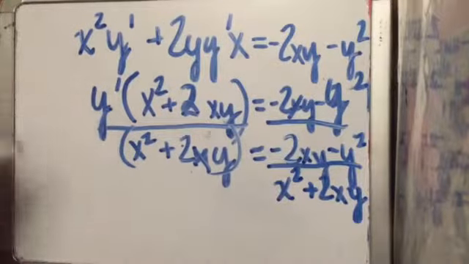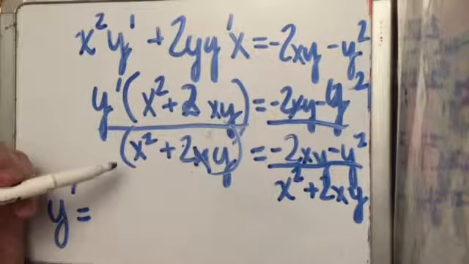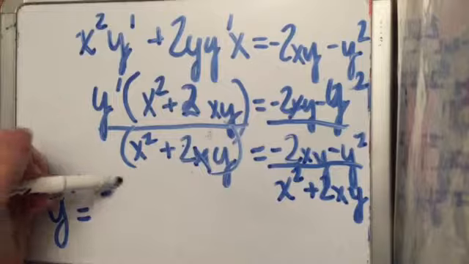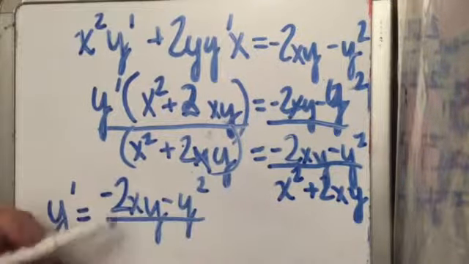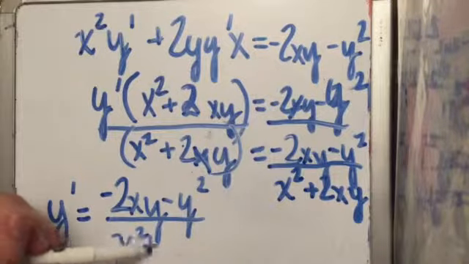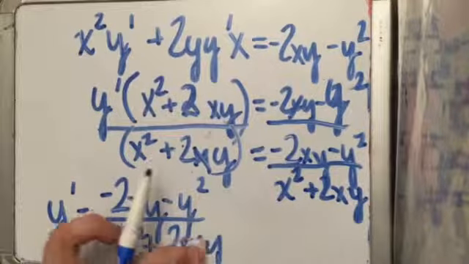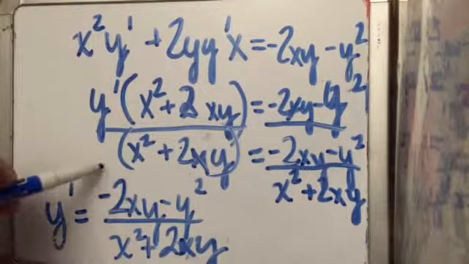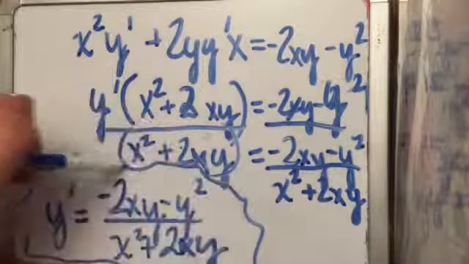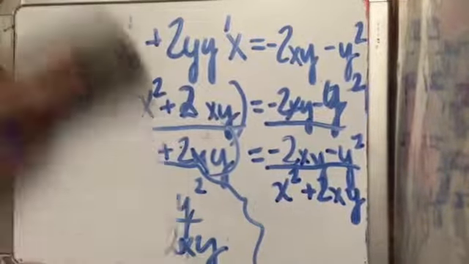And then, making that a little simpler, y prime equals negative 2xy minus y squared over x squared plus 2xy. Rewrite that, and that's your answer. That one was a little bit complicated. And if you work well with that, I think you should be just fine.